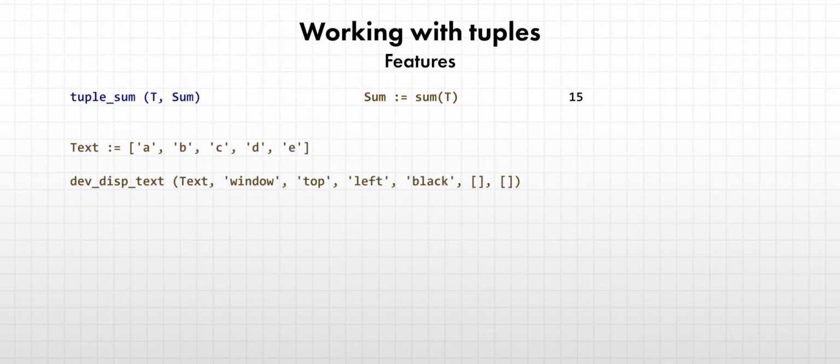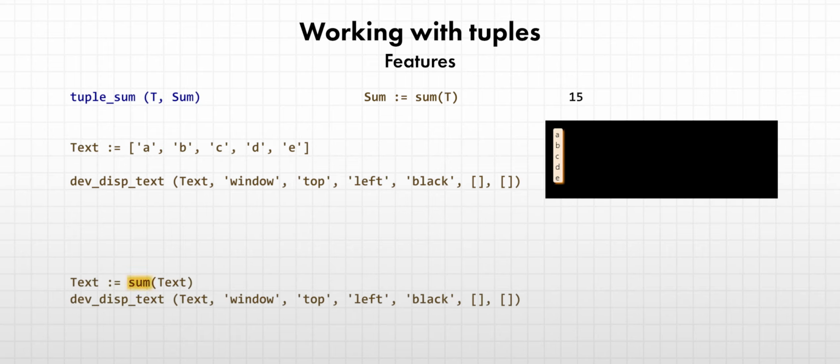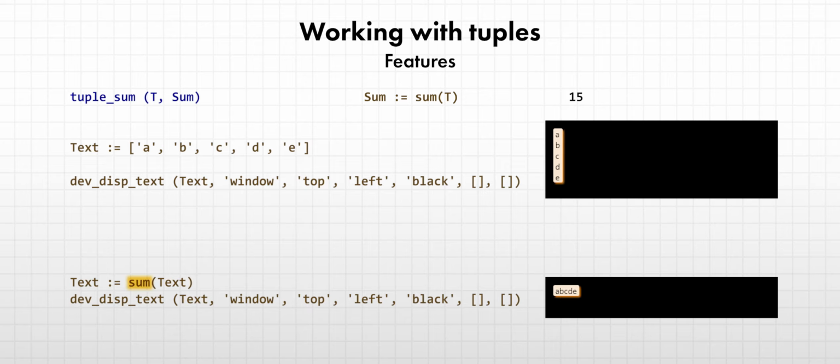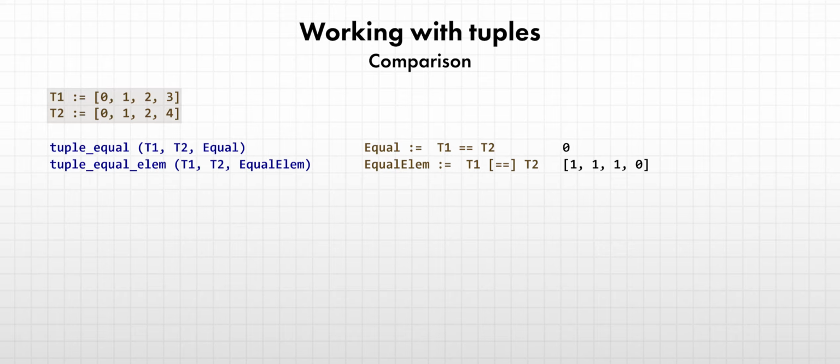When we display a tuple with dev disp text, every entry is written to a new line. Tuple sum unites this text in one line. Another category is the comparison of tuples. This can usually be done by either comparing the whole tuple or doing so element-wise. You can also change the element order, for example, by sorting the tuple.